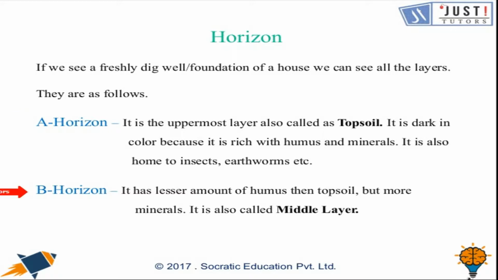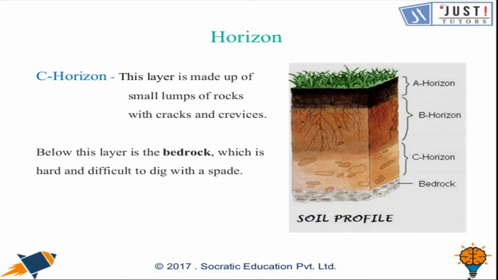Next up is the B horizon. Now this has a lesser amount of humus and more amount of minerals. This is also called the middle layer. This layer is harder and more compact than the A horizon. Last but not the least is the third layer, which is called the C horizon. Now this layer is made up of small lumps of rock. You can see that at the bottom. And below this, the last layer is present, which is called the bedrock, from which the soil is formed. You can see in the diagram the different horizons and the bedrock at the bottom.